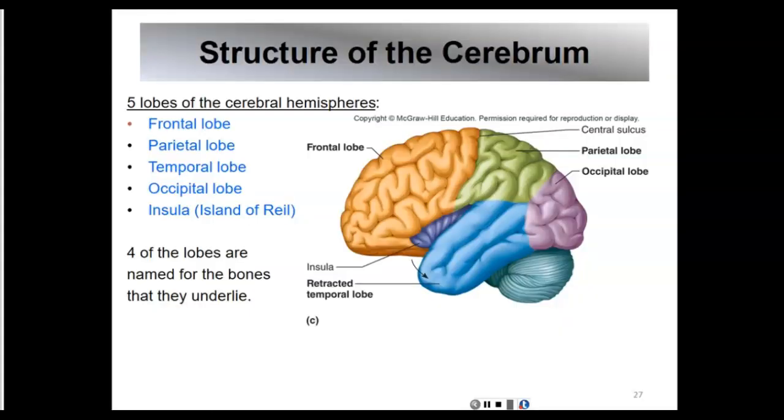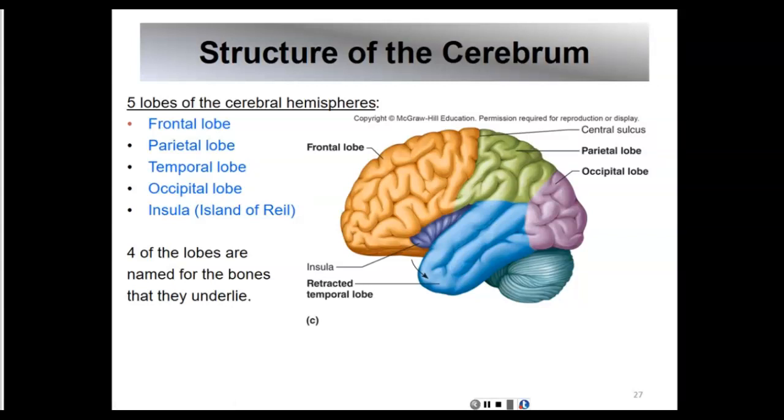We have five lobes of our cerebral hemispheres. The frontal lobe, right under the frontal bone, the parietal lobe, near the parietal bone, the occipital lobe, under the occipital bone, and the temporal lobe, near the temporal bone. The nice thing about learning the brain structure is if you already know your cranial bones, this is easier.